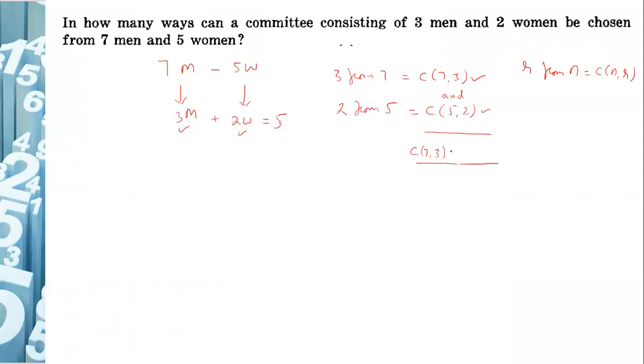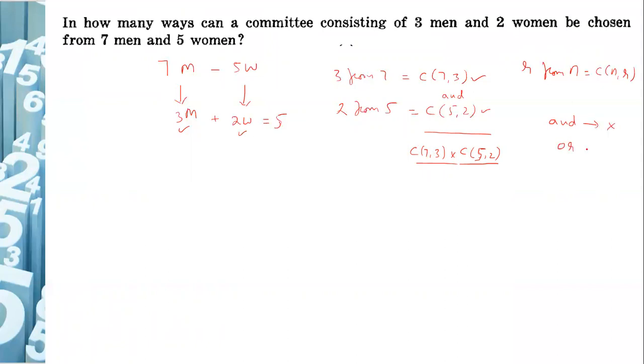C of 7 comma 3 into C of 5 comma 2. The two results are two numbers. Whatever you get, you can calculate the two numbers, and the two numbers should be multiplied. So you may have the doubt: when to multiply, when to add? Recollect what the product rule says, as I told you earlier: whenever we have "and", we need to multiply.